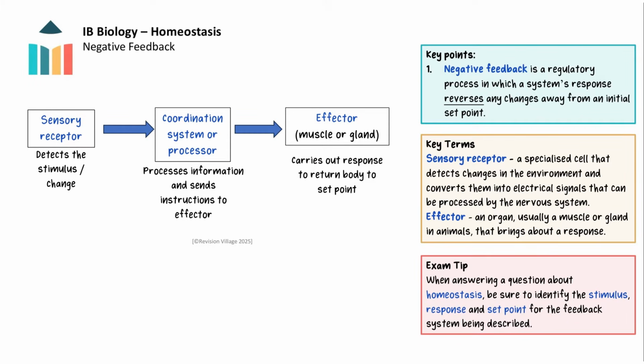A negative feedback loop requires several components: a sensory receptor to detect the stimulus, the change in the environment, a coordination system to process the information and then send the information to the effector, and an effector, a muscle or gland, to carry out the response.